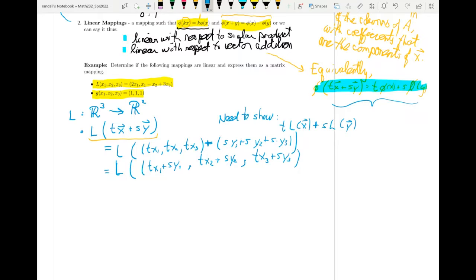Now I'm going to use the definition of my L. I go back to my L and I see the output. I'm going to do it in red. This is a vector in R2, so I'm going to write down my vector in R2 here. The output of this L on this vector is 2 times the first component of whatever is the input, so 2 times tx1 plus sy1. Then I move on to the second component, and I look at my formula up here. I see it's the first component minus the second component plus 3 times the third component.